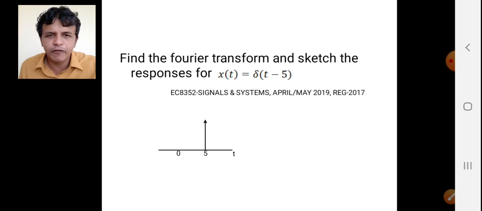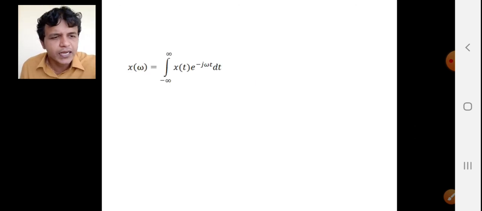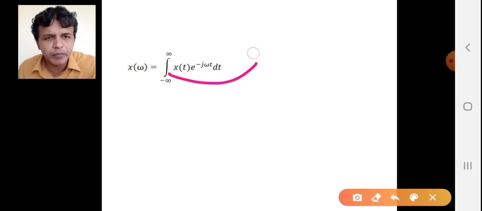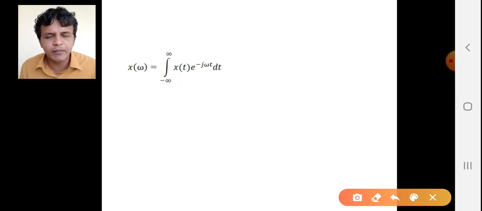So we need to find the Fourier transform of this. Again, we are applying the same formula, x of omega equal to the integration from minus infinity to infinity of x of t into e power minus j omega t dt. We have to replace x of t by the impulse signal del of t minus 5, and del of t minus 5 appears only at the instant t equal to 5.